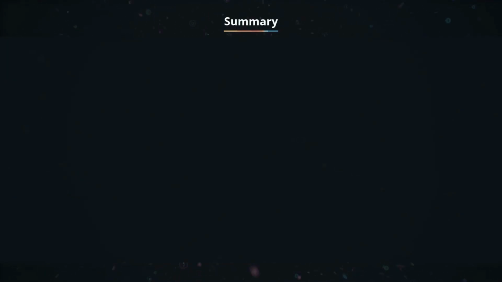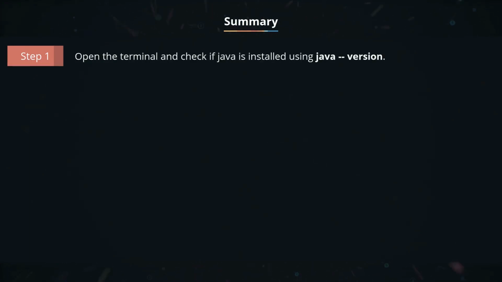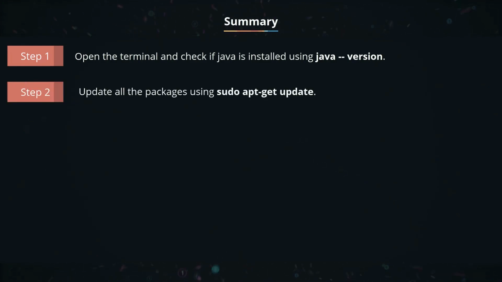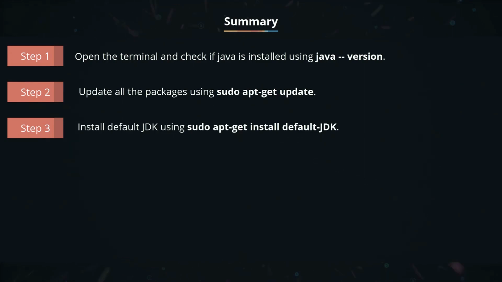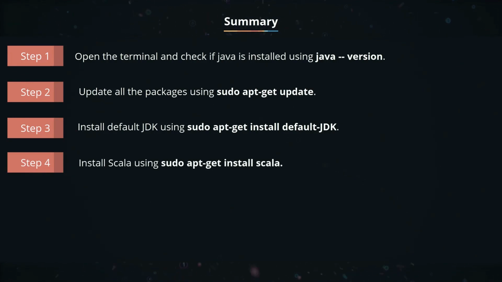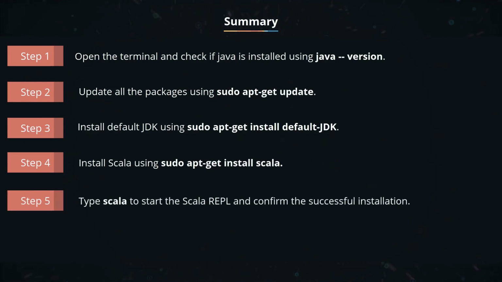Let me give you a quick recap of the steps performed. Step 1. Open the terminal and check if Java is installed using java --version. Step 2. Update all the packages using sudo apt-get update. Step 3. Install default JDK using sudo apt-get install default-jdk. Step 4. Install Scala using sudo apt-get install scala. And Step 5. Type scala to start the Scala REPL and confirm the successful installation.